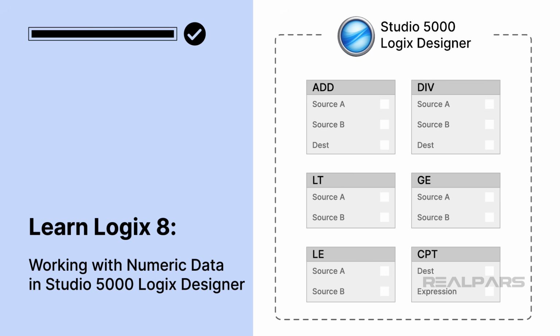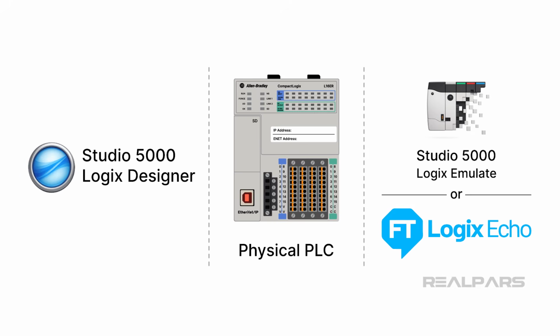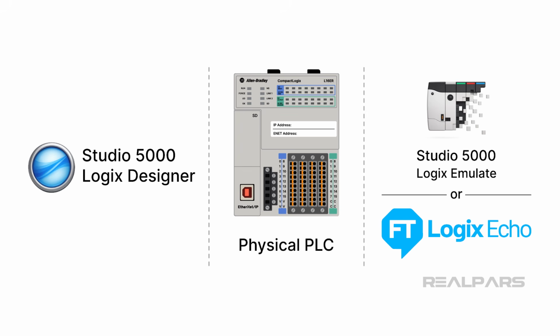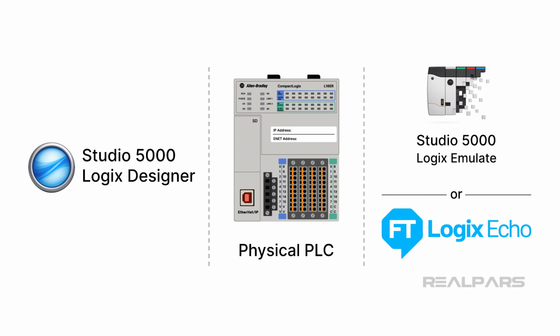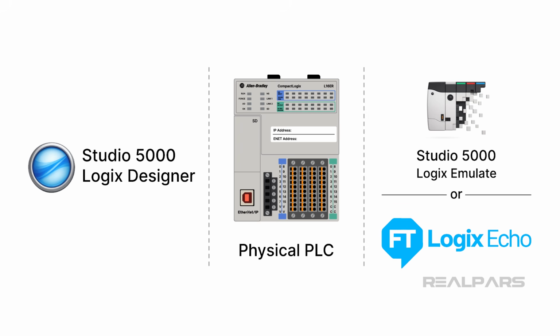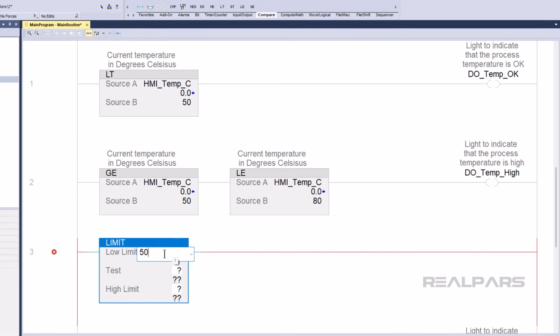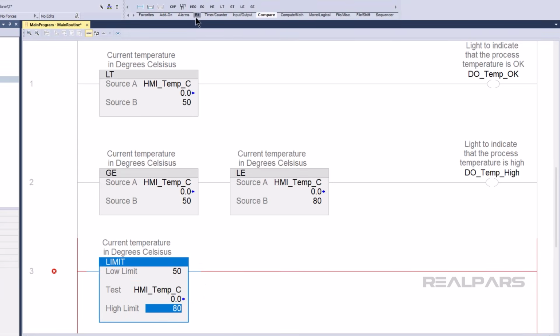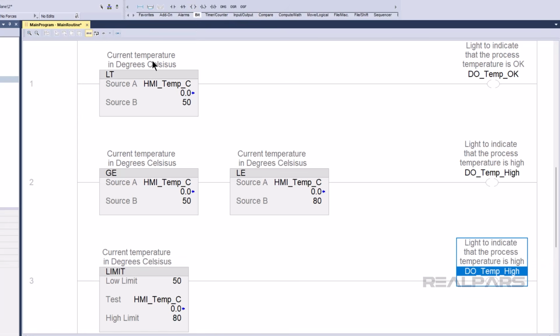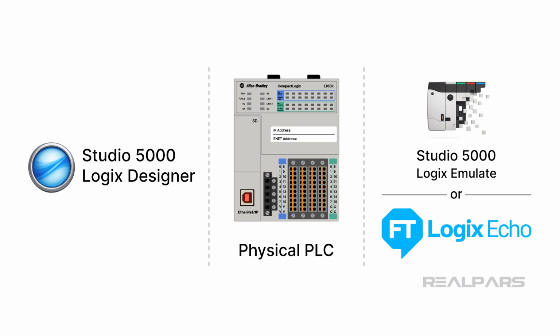To get the most value out of this course, you should have access to Studio 5000 Logix Designer. You should also have access to a physical PLC, Studio 5000 Logix Emulate, or FactoryTalk Logix Echo to test the projects that you build. If you don't have access to these products, you can still watch the video lessons to learn how to work with numeric data in Studio 5000 Logix Designer. Now that you know what you need to follow this course, let's talk about who the course is for.